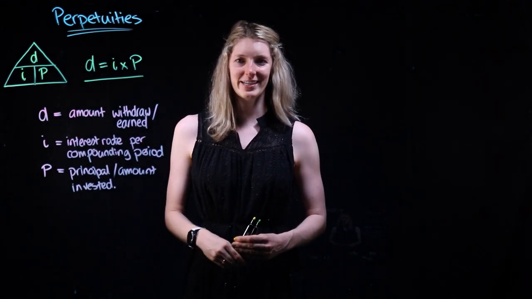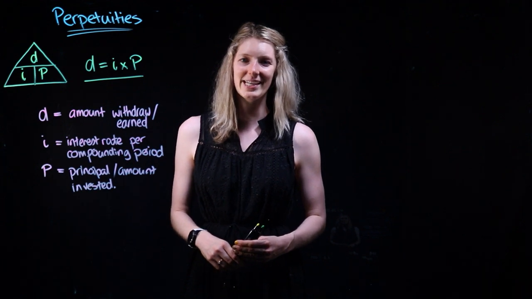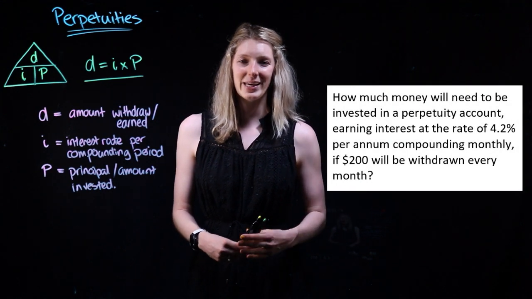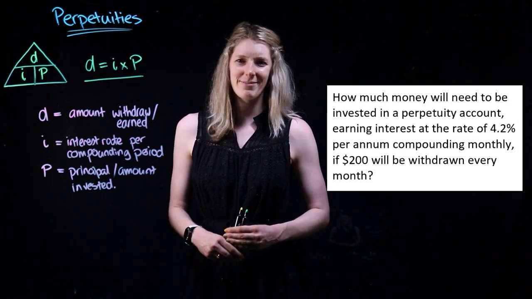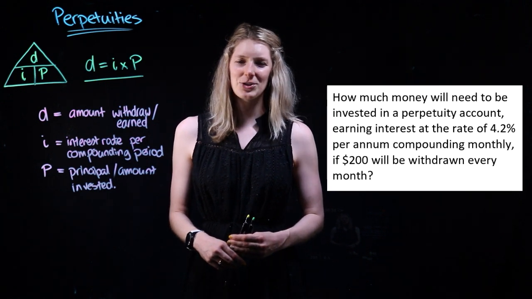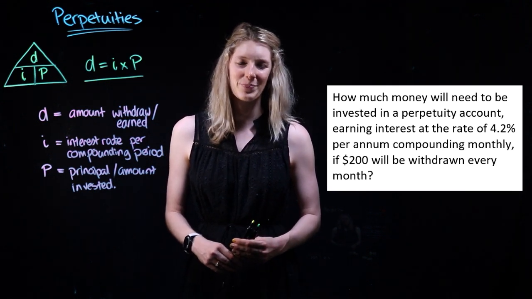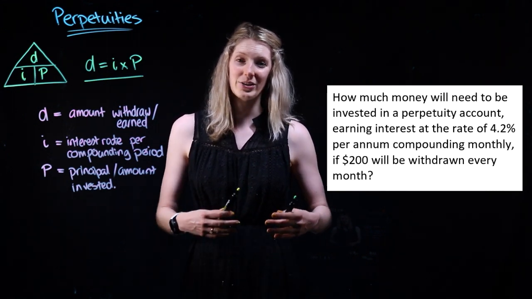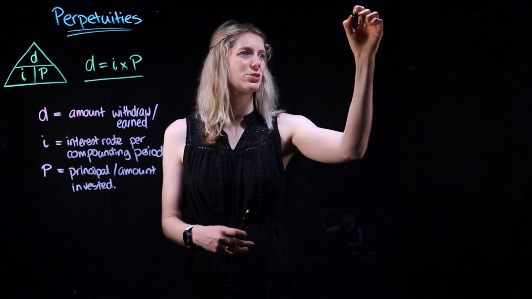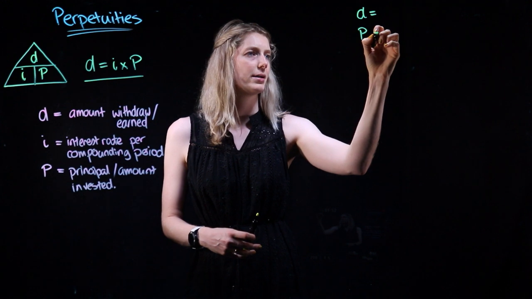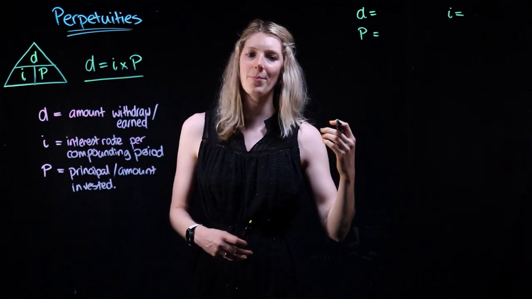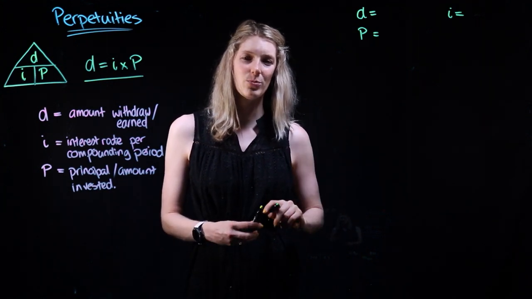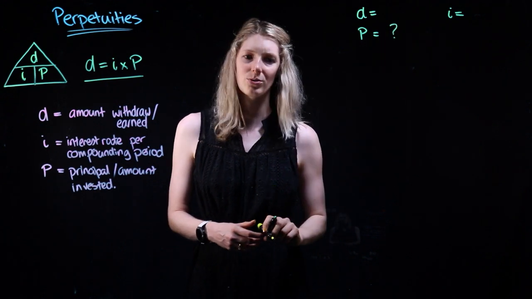For our second perpetuity example, we are going to be exploring calculating the unknown principal value, or the initial investment amount. Using this example here, we've been asked how much money will need to be invested in a perpetuity account, earning interest at a rate of 4.2% per annum compounding monthly, if $200 will be withdrawn every month. So like with all of our financial mathematics questions, we are going to start off by seeing what variables from our perpetuity formula we can define. The first thing the question asks us is how much money will need to be invested, so our principal amount will be our unknown.